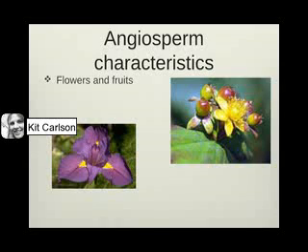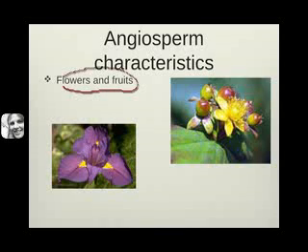So it's pretty easy to distinguish the angiosperms from the other groups because the angiosperms have not only the seeds and all of the other adaptations that we saw in the previous groups, but they have flowers and fruits.